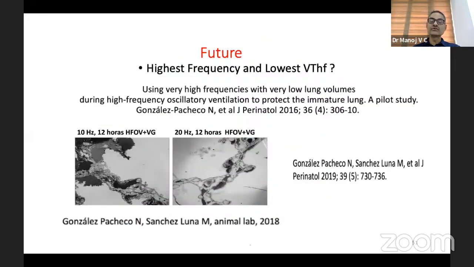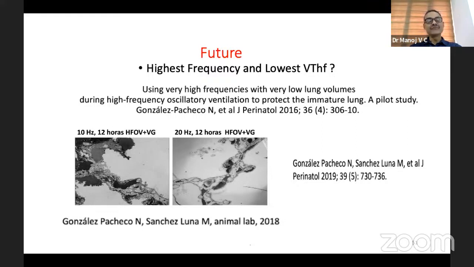What is the future for this? Well, the future is always no tube ventilation or gentle ventilation. If you put in a tube, gentle ventilation. Gentle ventilation, we said, is the lowest tidal volume possible in a recruited lung in conventional ventilation.